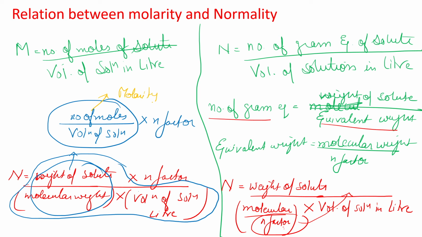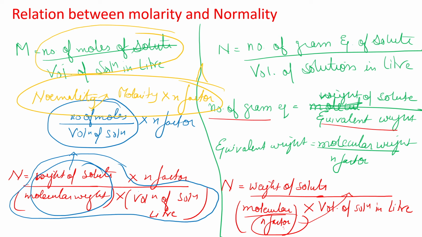Molarity. Please pay attention to the above formula: number of moles of solute by volume of solution in liter. Isn't it the same? So normality is equal to molarity into n factor. Got it? So this is how both the things are related. Coming to the n factor.